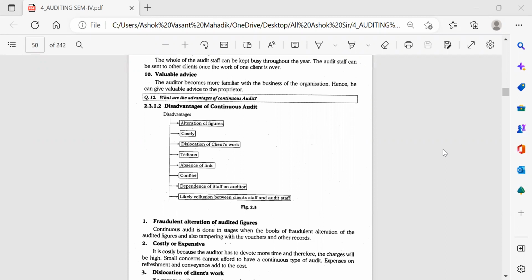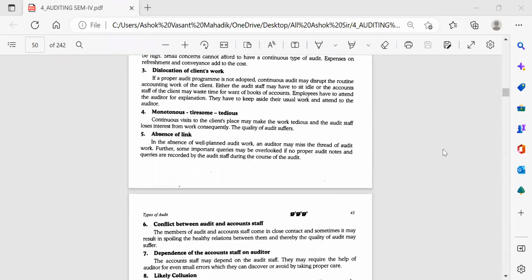Conflict. Very often you find that there are conflicts between the client staff and audit staff. This is a very usual case in continuous audit, so that's a bigger disadvantage. Dependence of staff on auditor. For every small query, the accountant will say that the auditor is going to come, I'll ask him and then I'll pass the entry. This way, the office staff try to depend on the auditor for everything. That's a disadvantage. Likely collusion between client staff and audit staff. We already covered this.